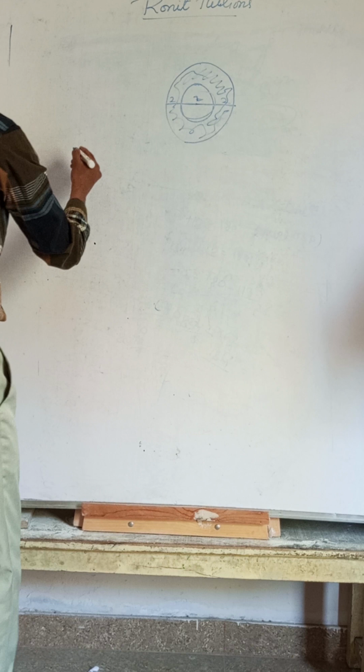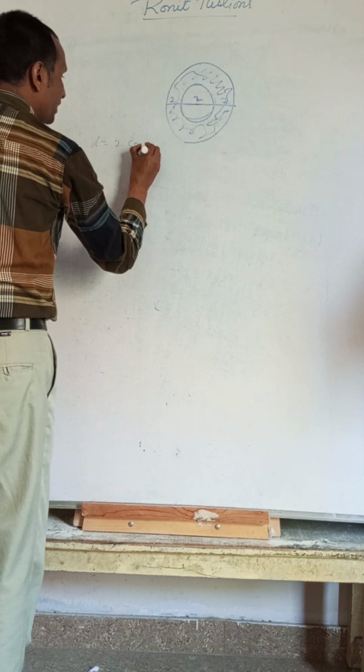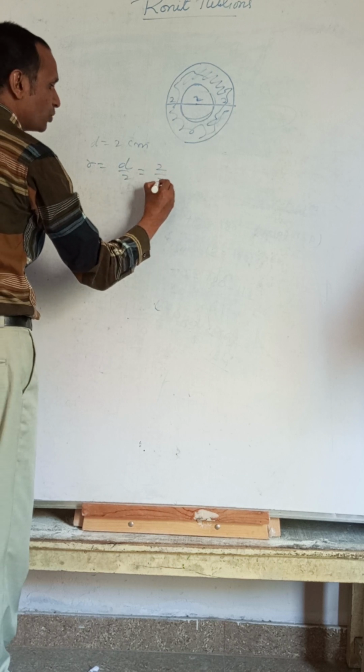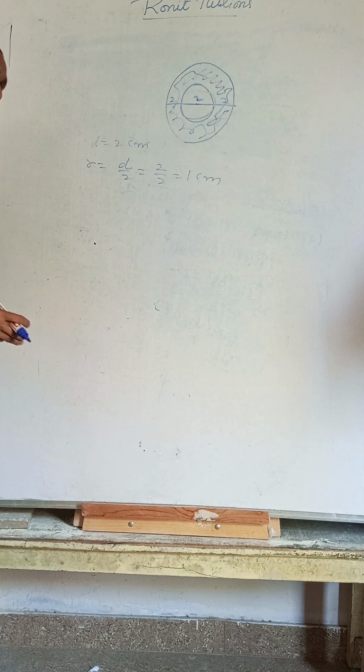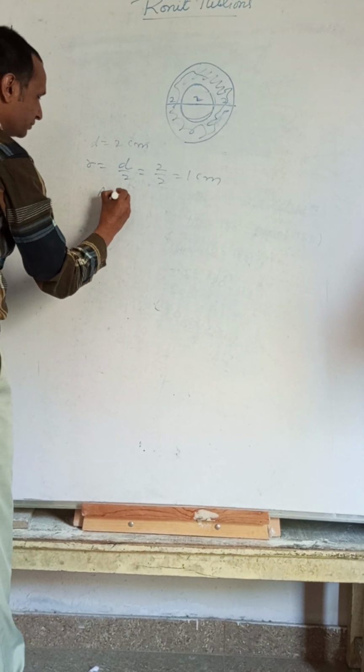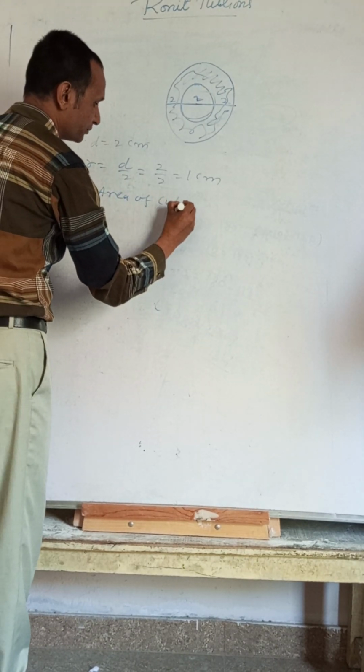The diameter D is given as 2 cm, then R is equal to what? D by 2, means 2 by 2 is equal to 1 cm. The area of a circle, because the coin is circular. So area of the circular coin.